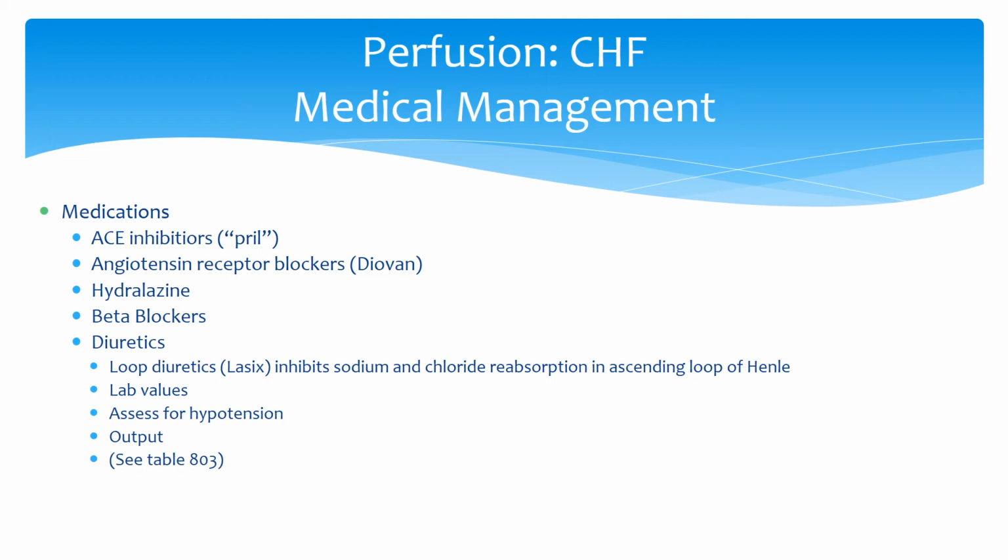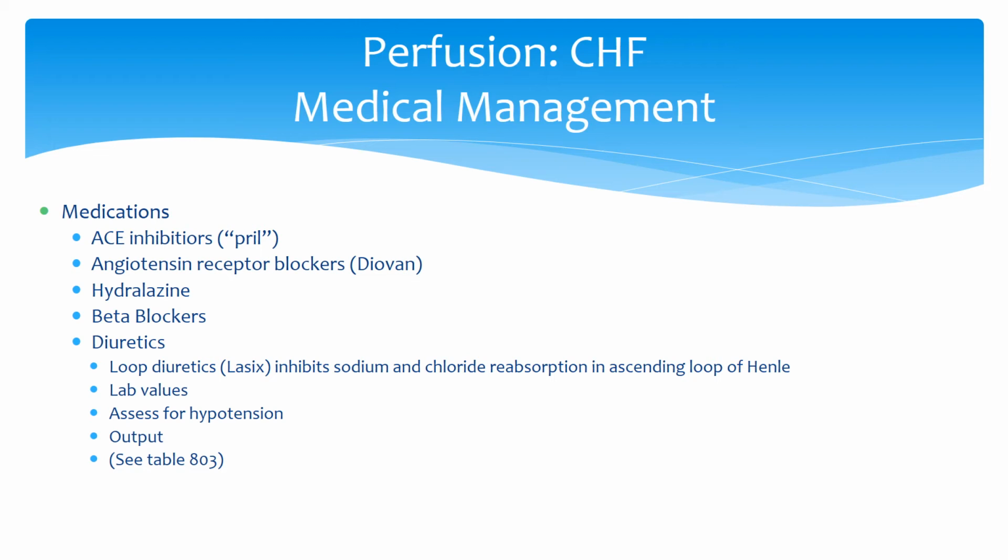A lot of times these patients are on loop diuretics, the Lasix, and pretty much that stops the sodium and the chloride from being absorbed. With diuretics, you want to pay close attention to lab values, because you can see alterations in your potassium levels. Anytime you're administering loop diuretics, you also want to assess their blood pressure, because a lot of times they'll have hypotension. So we don't want to give them Lasix when their blood pressure is already low, because that's going to wipe them out and bring them completely down.